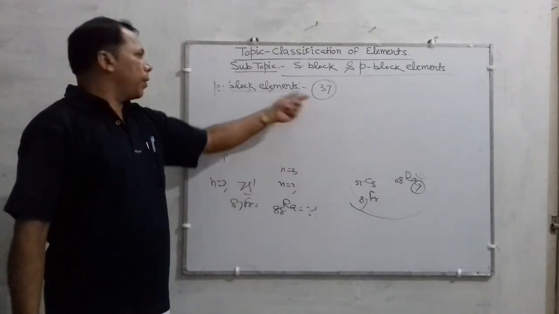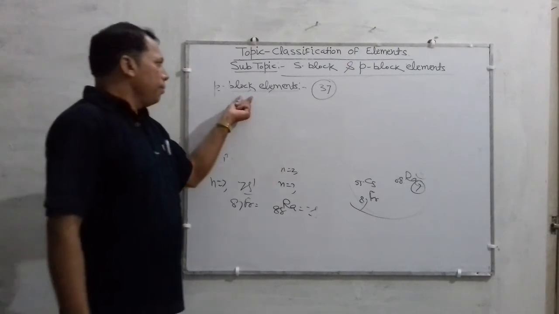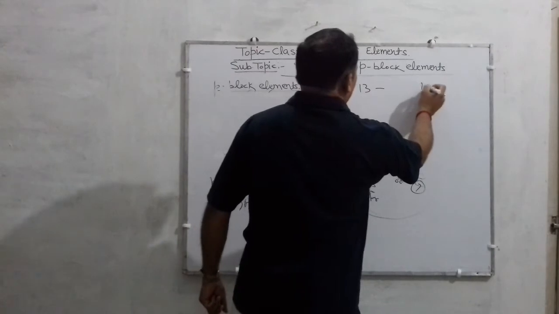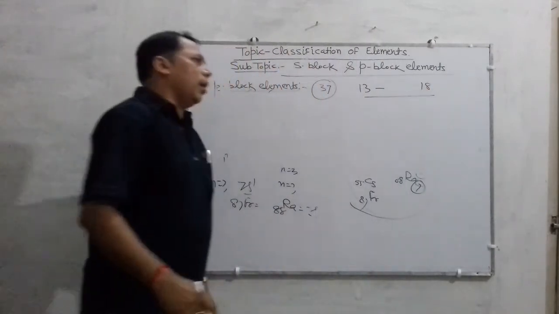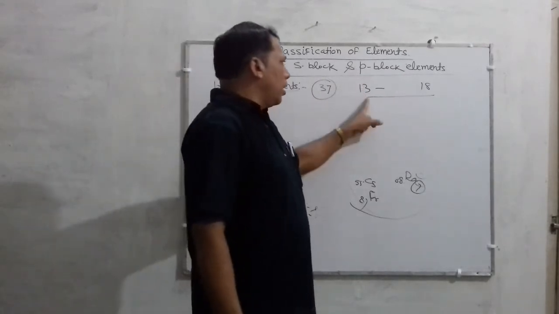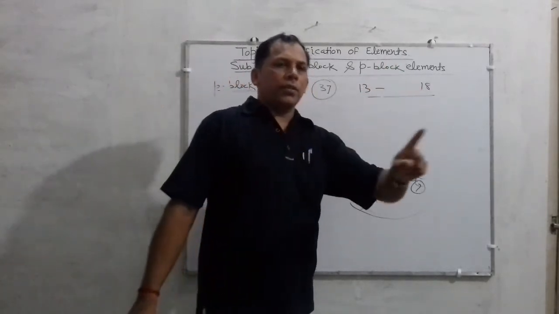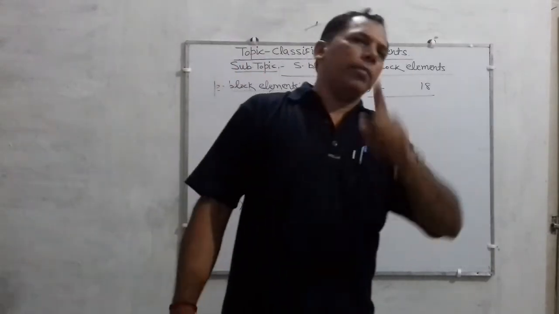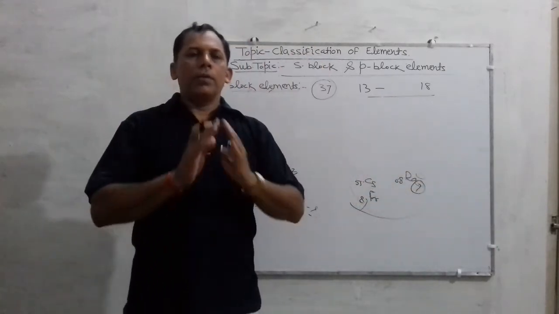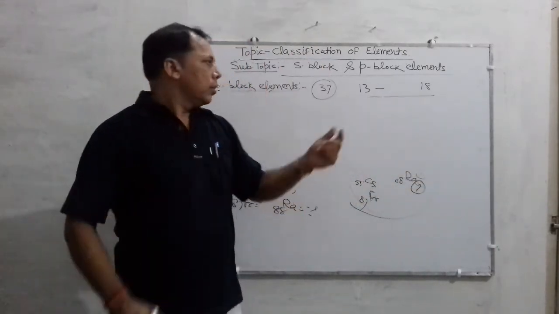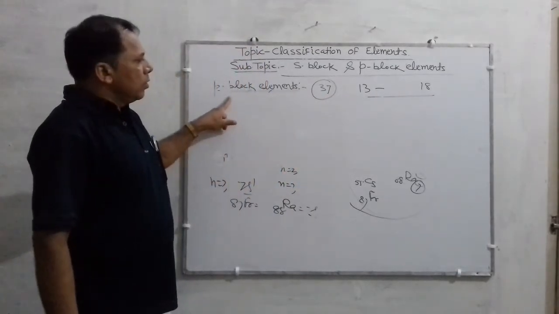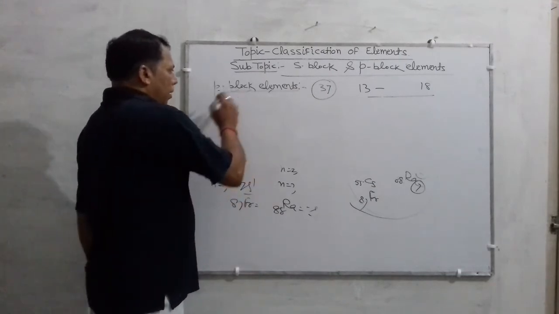37 elements are now present in P block, and these elements are present in group 13 to group 18 of the periodic table. These elements are placed in group 13, group 14, group 15, group 16, group 17 and group 18 of the periodic table, which is just the right side of the long form of the periodic table. Alright. So now come on the properties of these block elements.